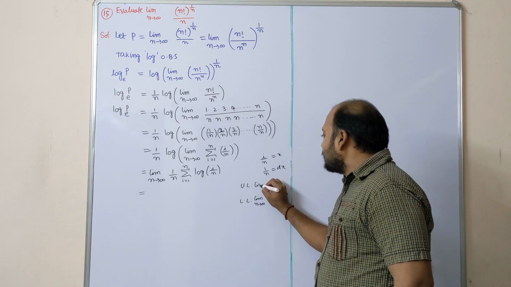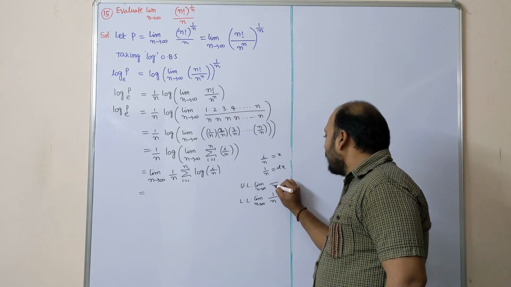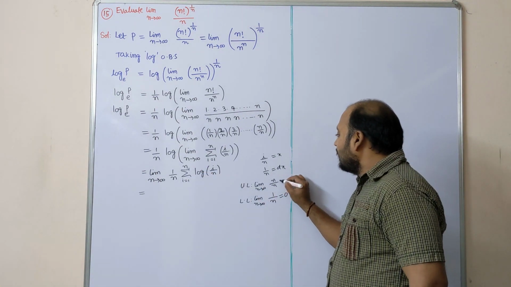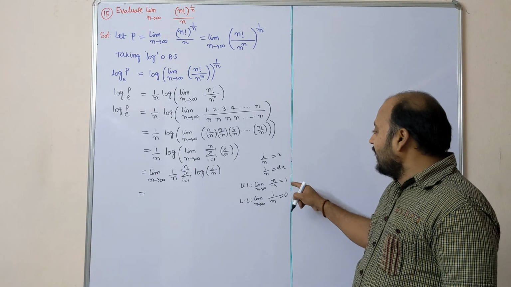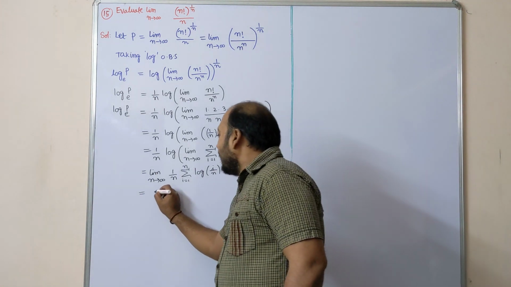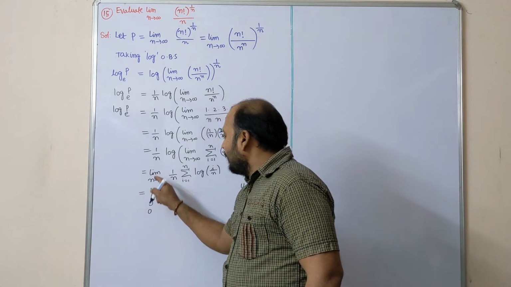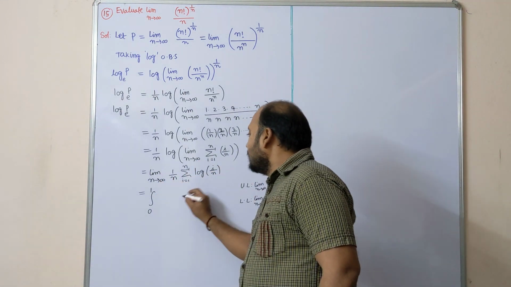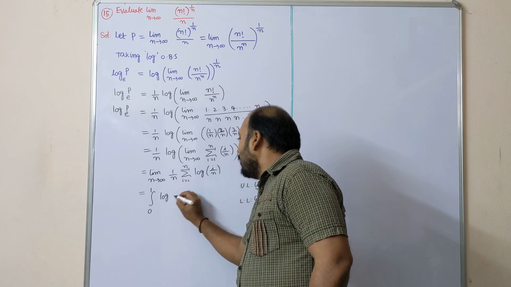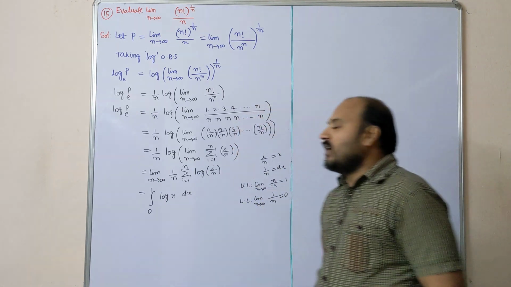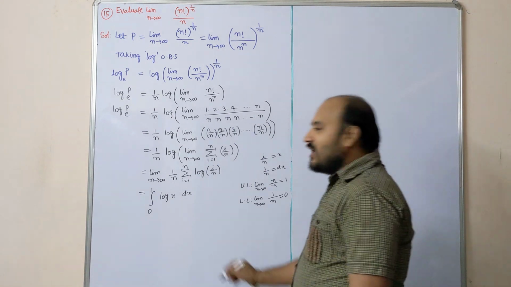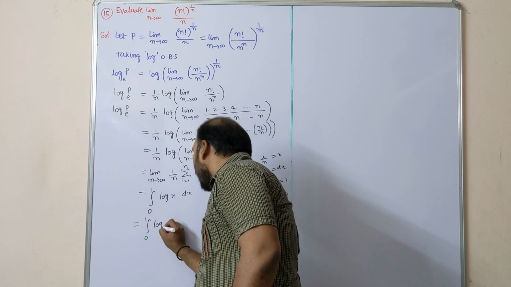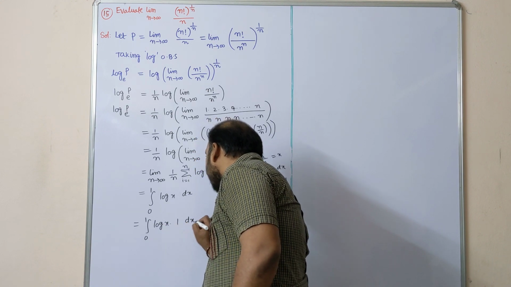Upper limit. Limit n tends to infinity. Total partitions are n, and final value of i is n. N by n is constant. Limit n tends to infinity, constant is constant. So integral 0 to 1, in place of limit n tends to infinity sigma, 1 by n is dx, and i by n is x. Integral of log x. So whenever we are integrating log x, integral 0 to 1 log x into 1 into dx.